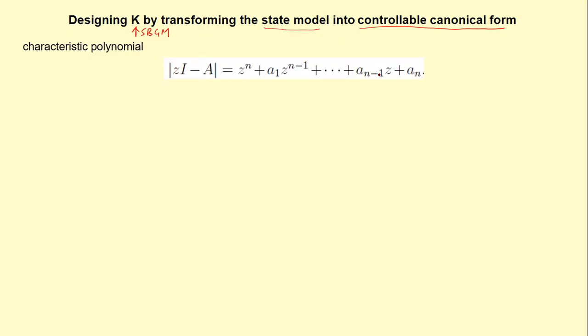Now the characteristic polynomial of the given system is given by this equation, wherein a1, a2, a3, all these are the coefficients of z, right? And this is your state matrix.